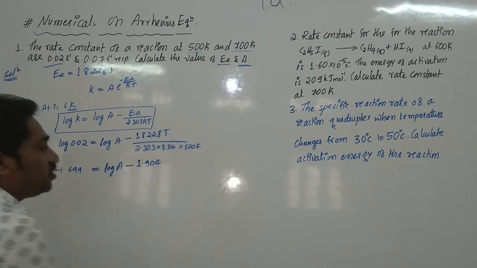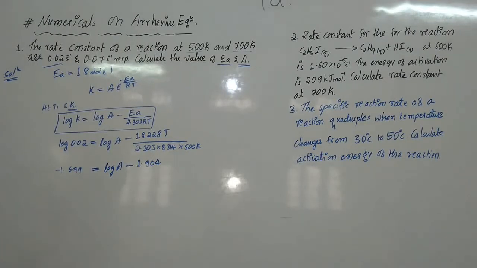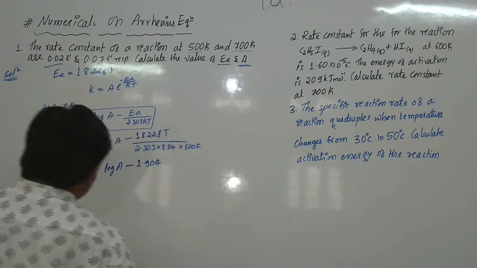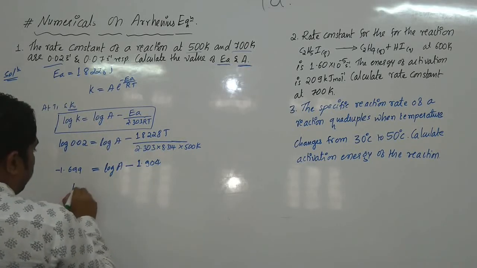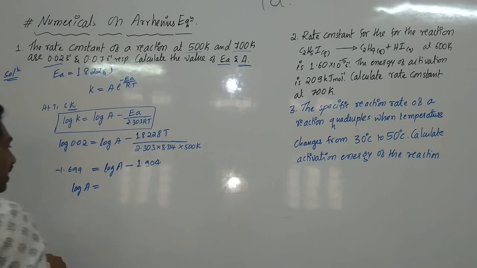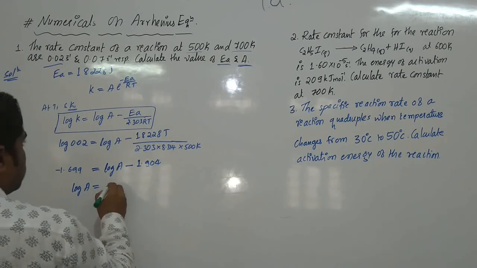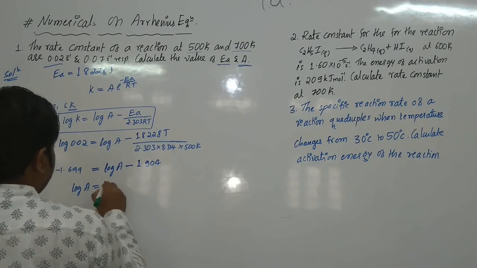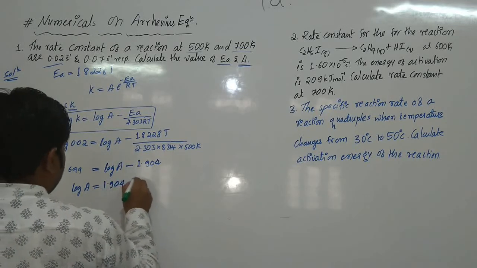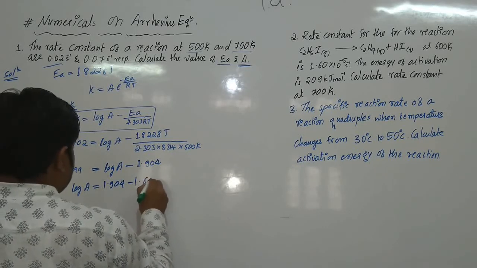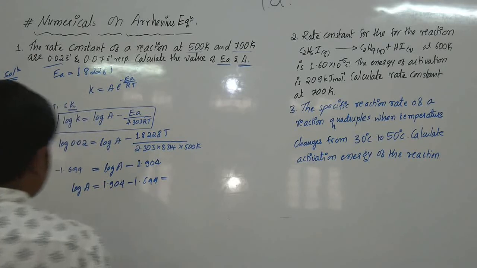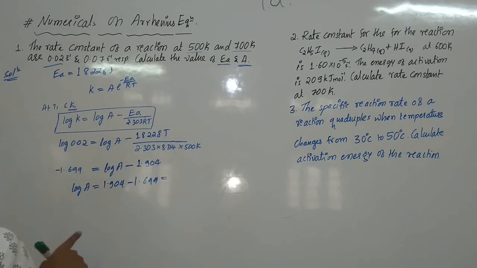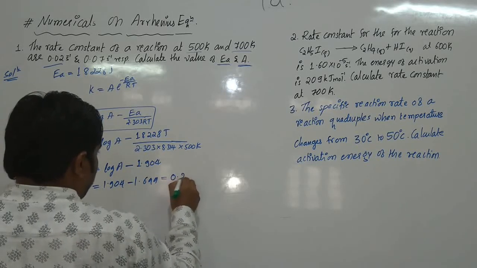1.904. In the board examination a normal calculator is allowed, so we can solve the problem by using the calculator. Here log A is equal to 1.904 minus 1.699. It is found that log A is equal to 1.904 minus 1.699. The value will be 0.205.